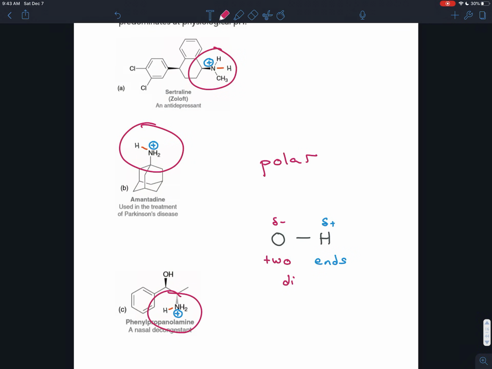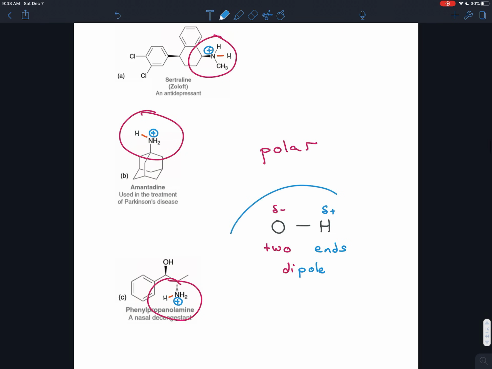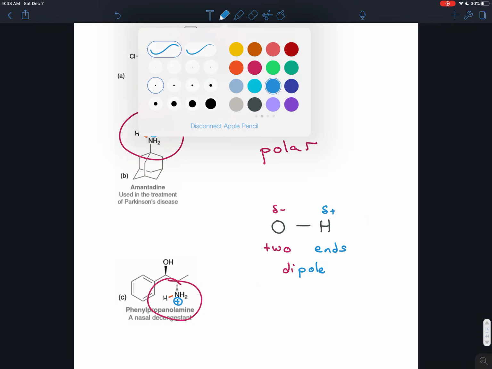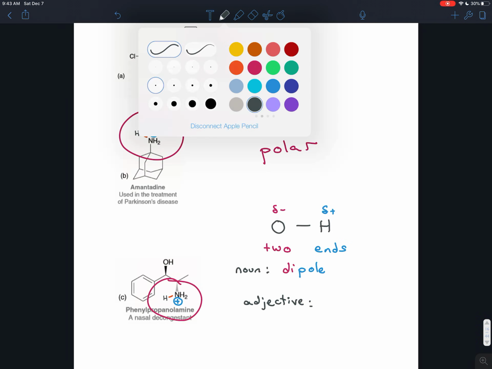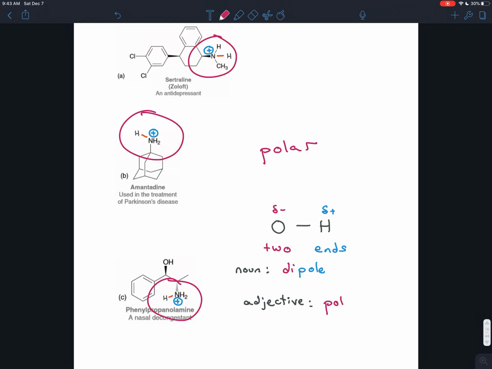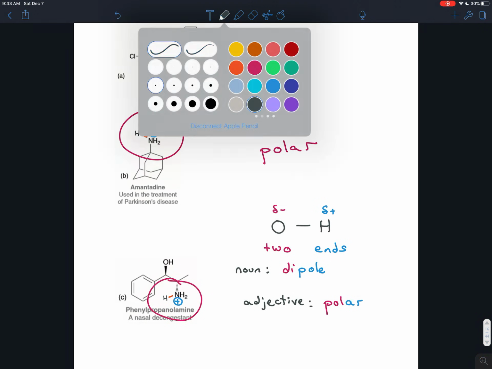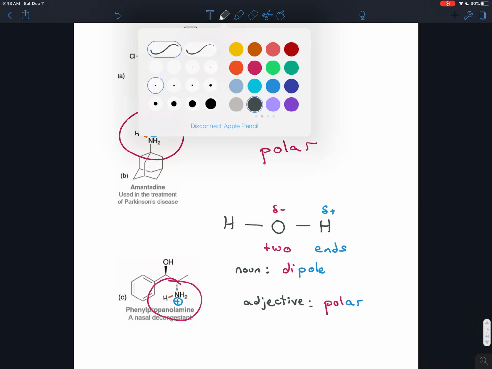Another way of saying two ends is di and pole. Pole means end. For example, the two ends of the Earth are the North and South Pole. And so a dipole is a bond that has these two ends, positive and negative. That's a noun. If you wanted to describe something and say it's like a dipole, the adjective version would be polar. And so as you can see in this example, water is very polar.